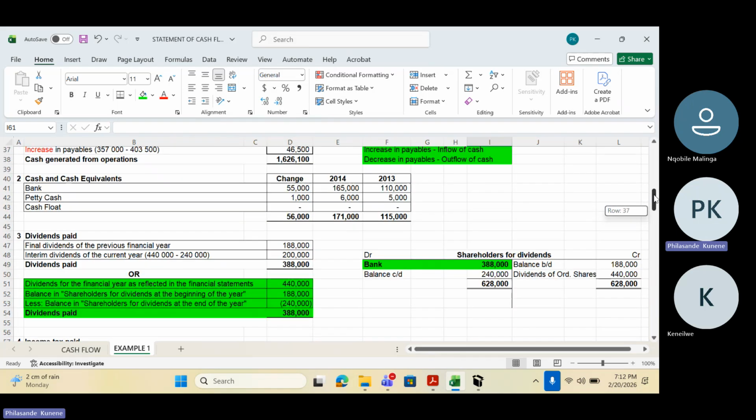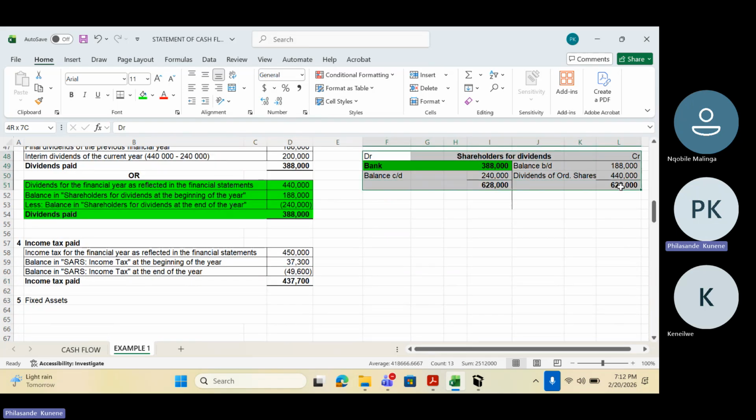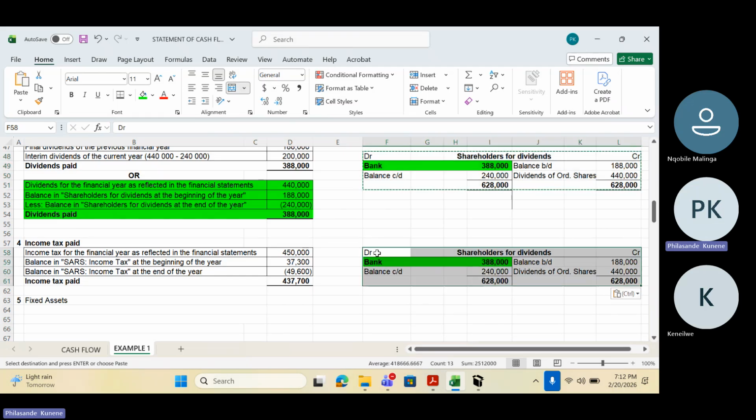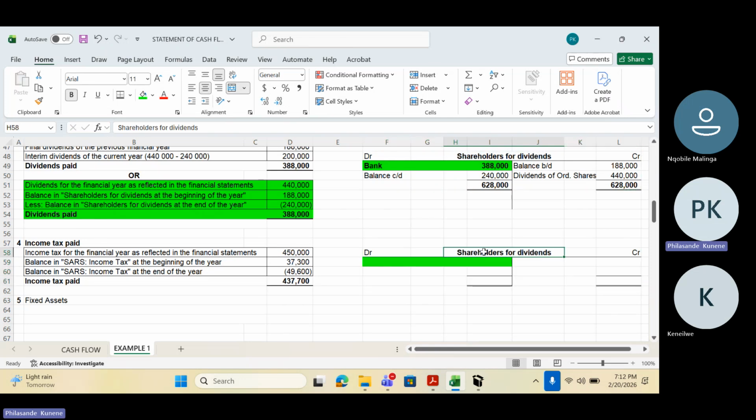437,700 rands. Okay. I also want you guys to do a T account for this one as well, which is going to help us in terms of understanding. Okay, SARS income tax. That's what I want you to do. I want you to be able to calculate it using the T account. So you're going to have your opening balance, and then you're going to have your balance carried down.